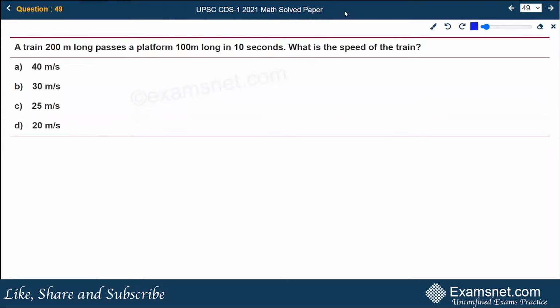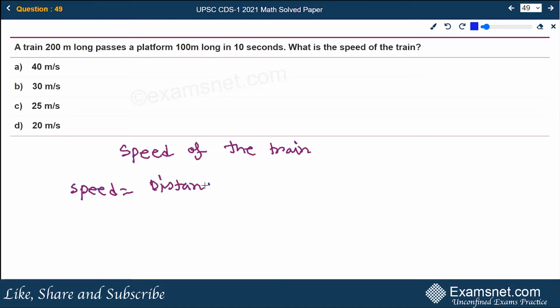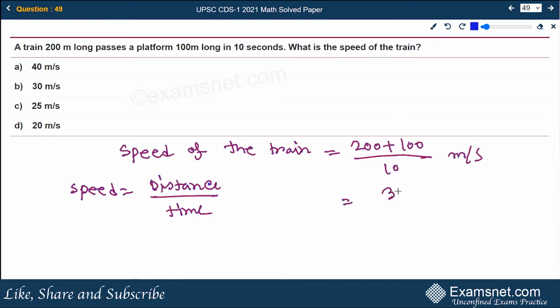In question number 49, we are given a train 200-meter long passes a platform 100-meter long in 10 seconds. What is the speed of the train? So speed of the train, how can we find that? First of all, the formula for finding speed is distance by time, correct? So here, when it is crossing a platform, the train travels the distance of its length plus the length of the platform. So that means 200 plus 100 by 10 seconds. The unit of speed will be meter per second, that is 300 by 10, so 30 meter per second. Here option B is the correct answer.